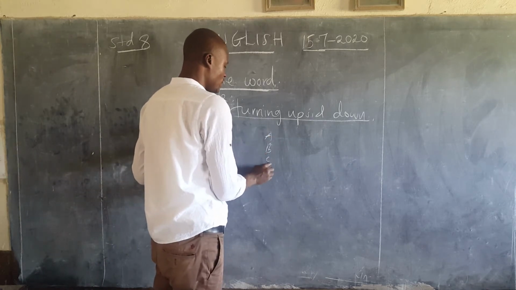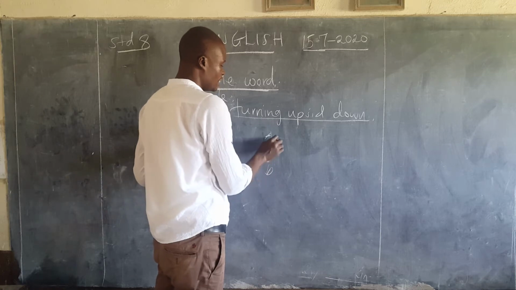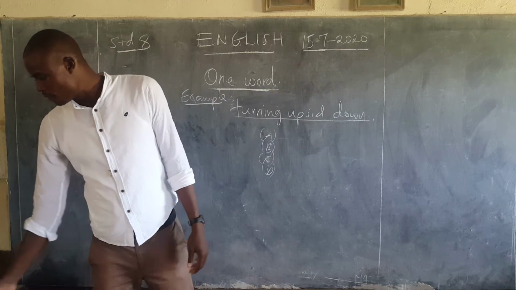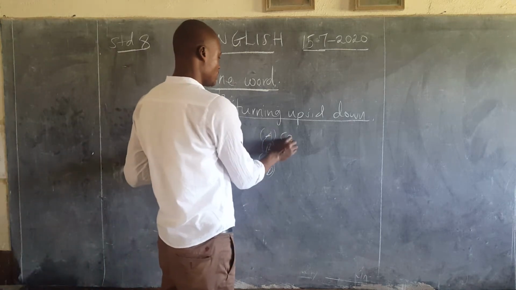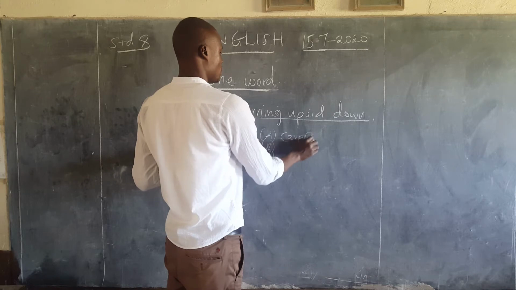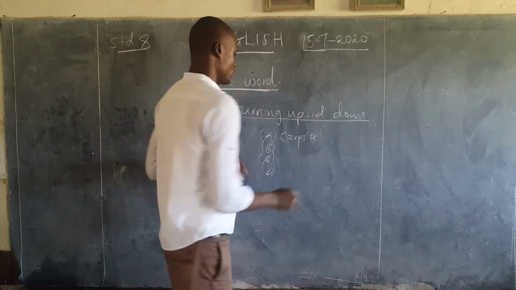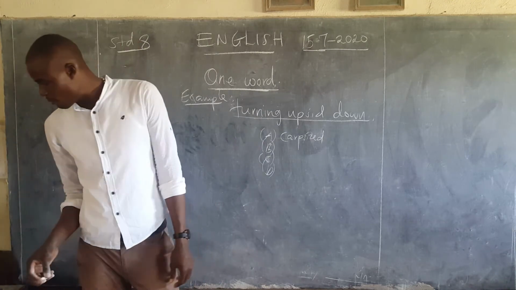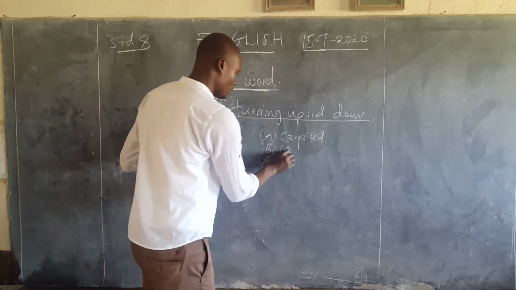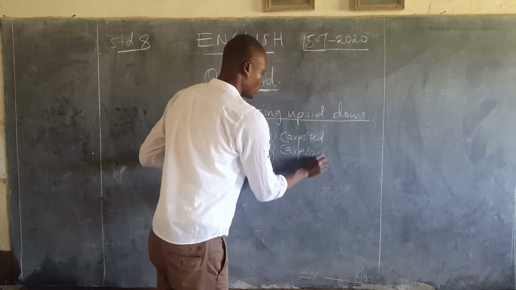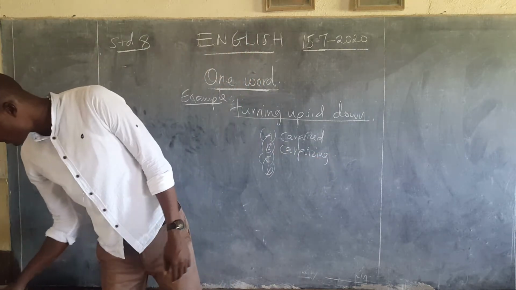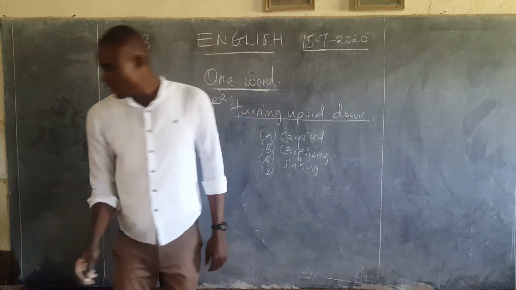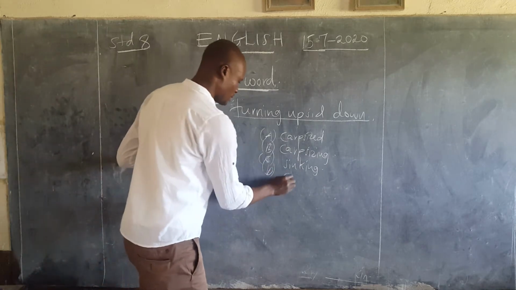As you can see, you are given A, B, C, D as your choices, and you are asked which one means the same. Number A, we have the word capsized. Then B, we have capsizing. C, we have sinking. And then D, we have collapsing.